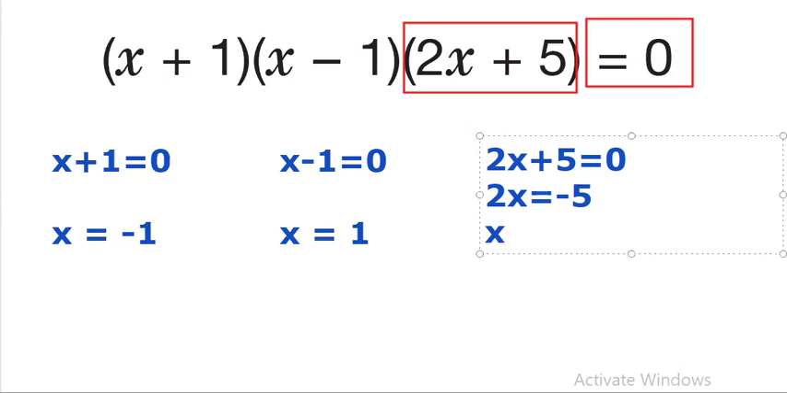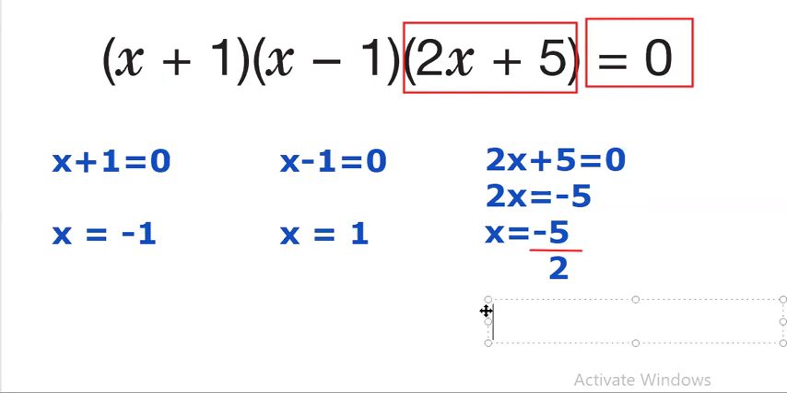So x will equal -5 divided by 2. Focus on the steps because they are very important. Make sure you write many steps, so even the teachers who are correcting the papers will give you as many marks as possible. So x will equal -5 divided by 2. 5 divided by 2 is 2.5. So x will equal -2.5.